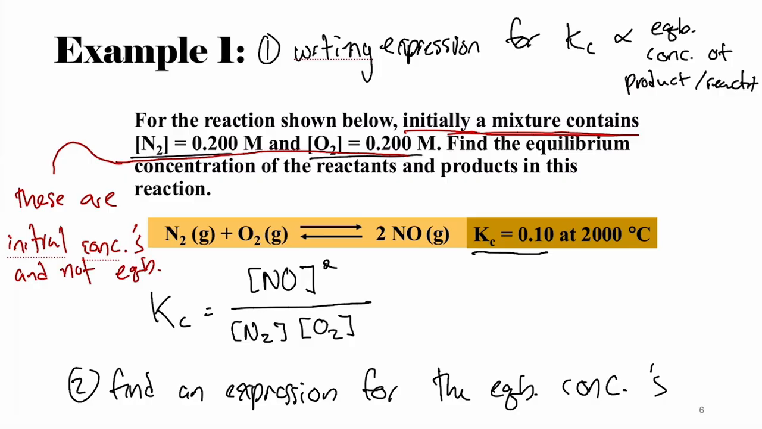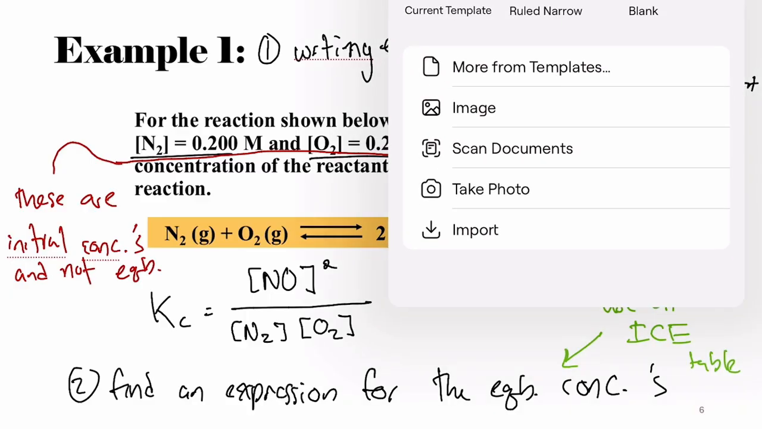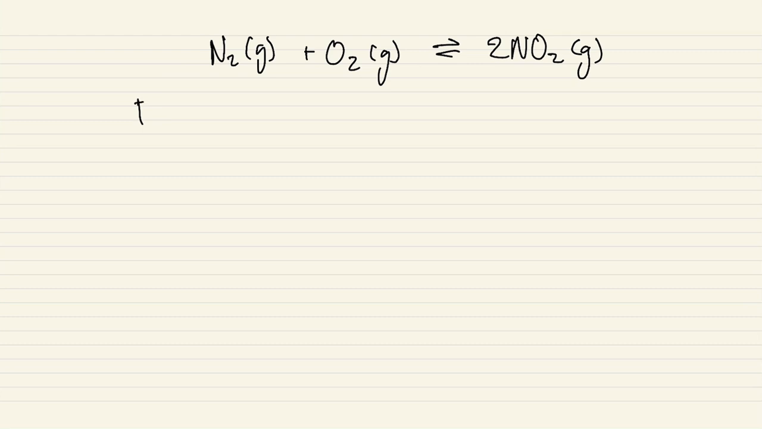And so how are we going to solve for the equilibrium concentrations? Yeah, that's exactly what we're going to do. We're going to use an ICE table, right? All right, so I'm going to write this reaction on the next page. We have N2 gas plus O2 gas in equilibrium with 2 NO gas, and we set up an initial, change, equilibrium table.